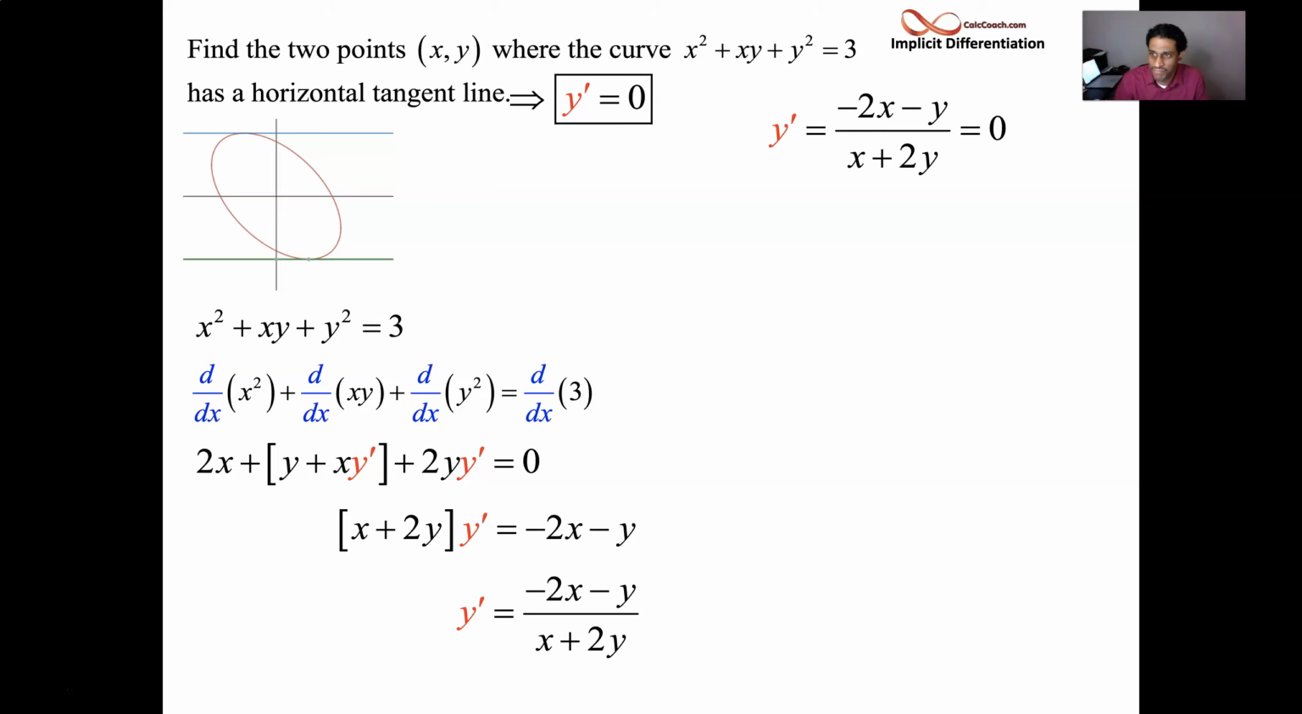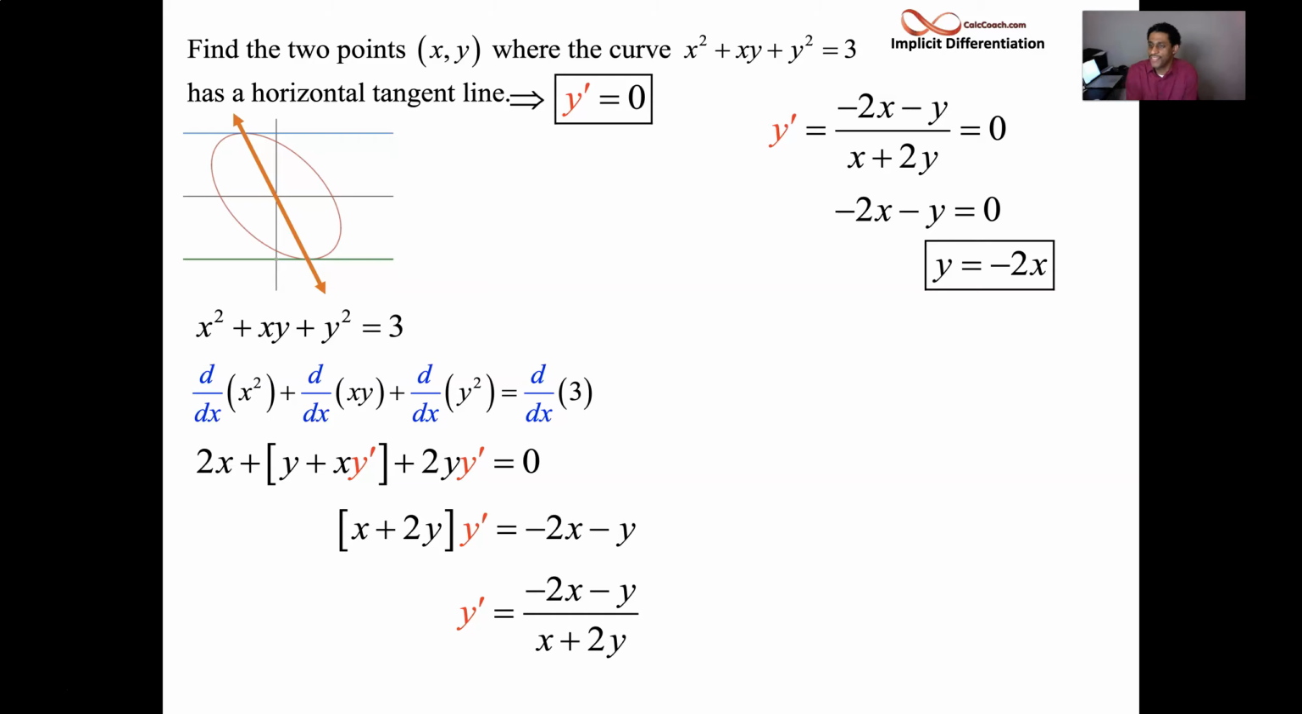Multiply by the denominator, and you'll have the following expression: negative 2x minus y is equal to 0, or y is negative 2x. So what's going on here? Well, there's a line, y equals negative 2x, and our 2 points will intersect that line. On top of being places where you have a horizontal tangent line, they also have to occur when y is equal to negative 2x.